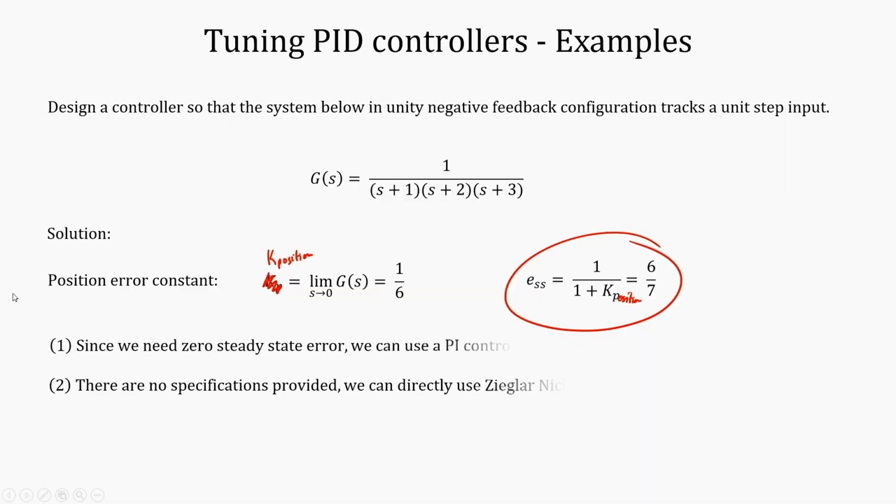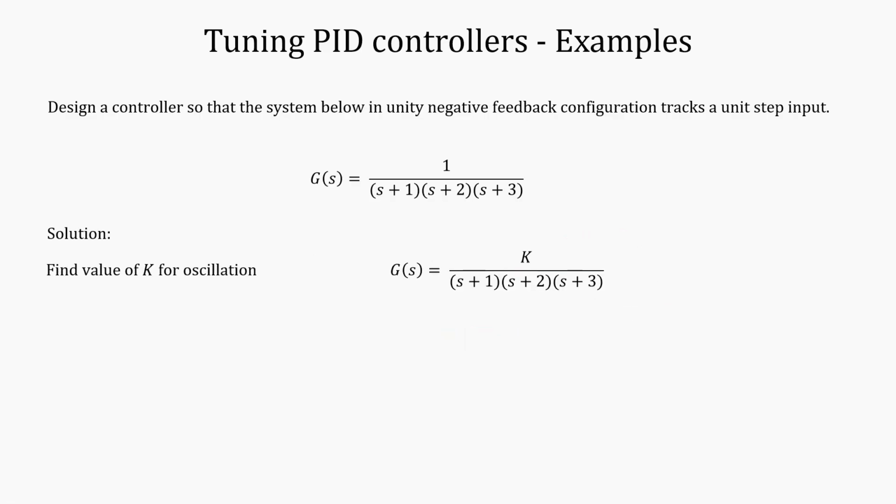Now, you know that if there is a steady state error, which controller should you use? You have to use a PI controller because I have to bring down the steady state error. So, in this case, we have chosen the PI controller. Since we want to use the PI controller, the next question should be, do we have any specifications? No, we do not have any specifications in this case. So, I can directly go for the Ziegler-Nichols method, the closed loop method.